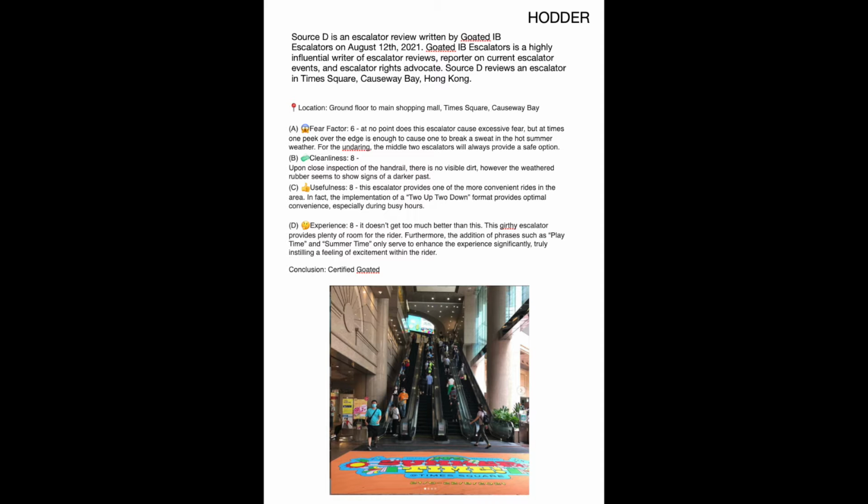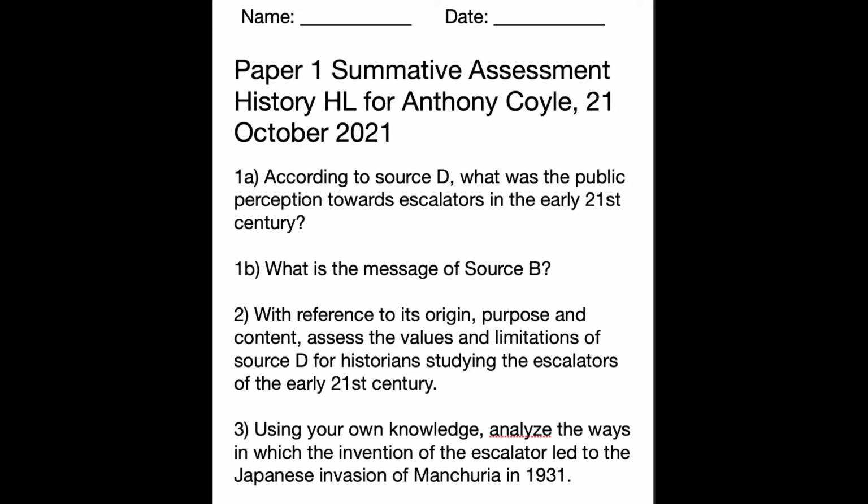As for the actual questions on the paper, I modeled these exactly as they would be on a paper 1 history exam. I of course had question 1A: according to source D, what was the public perception towards escalators in the early 21st century? Then I had question 1B: what is the message of source B?